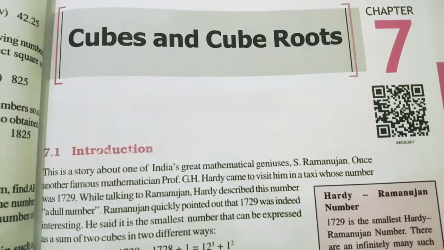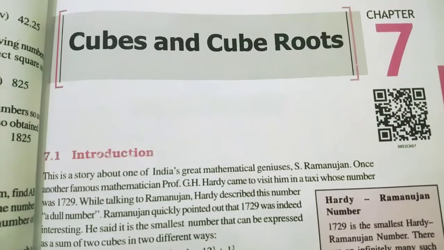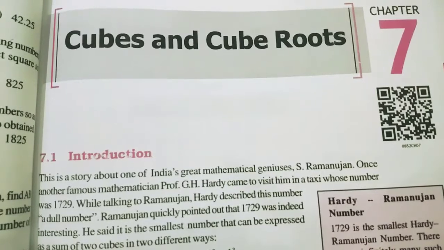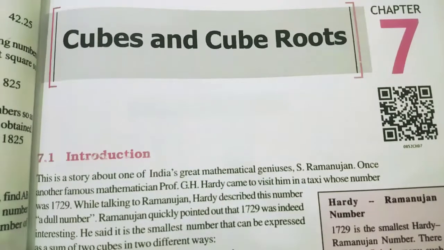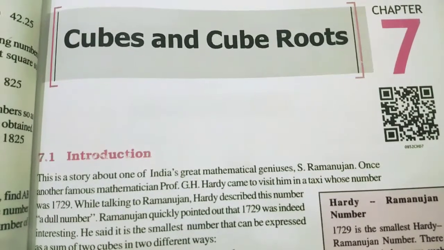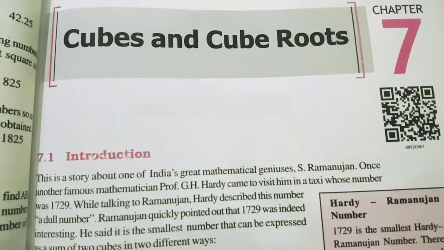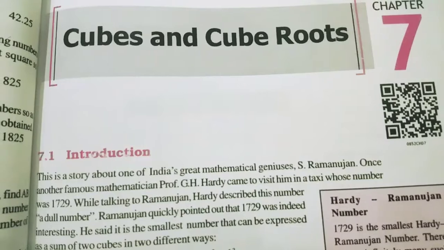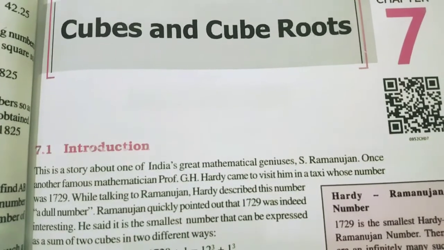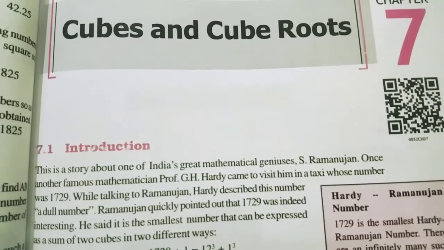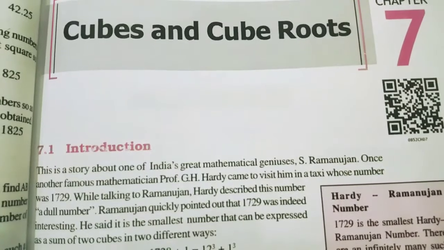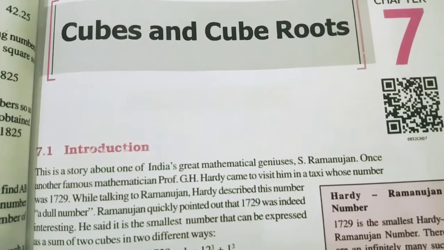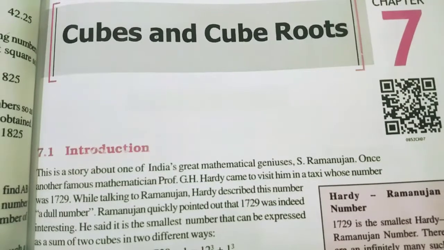So in this video, I am going to start the new chapter, chapter number 7, cubes and cube roots. In the previous videos you have seen about squares and square roots. Now here, cubes and cube roots. So what is the meaning of cube actually? Cube means three quantities or three dimensions or three numbers multiplying by each other. That is a cube. Cube means three.